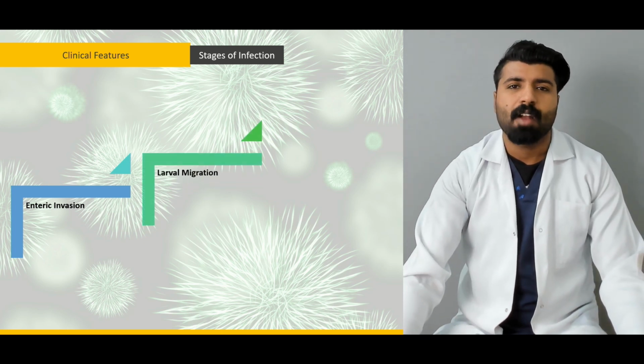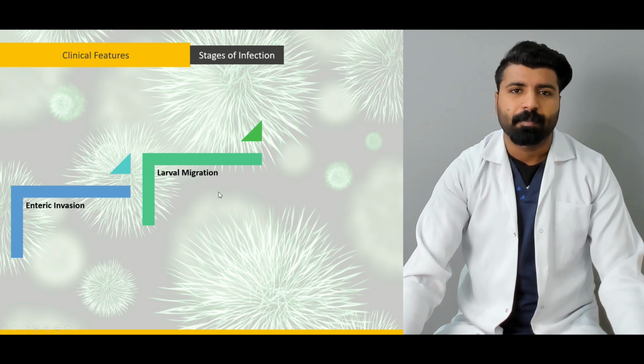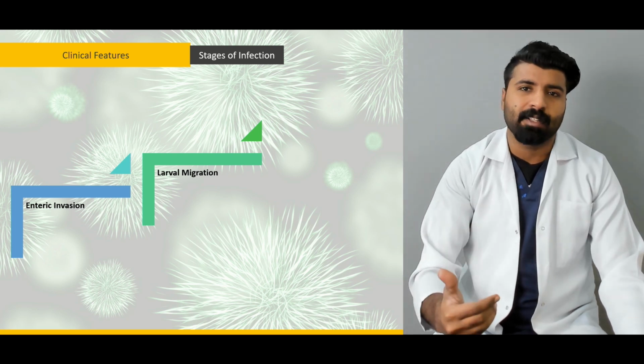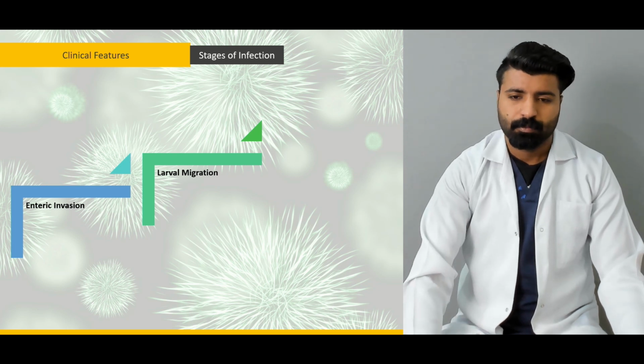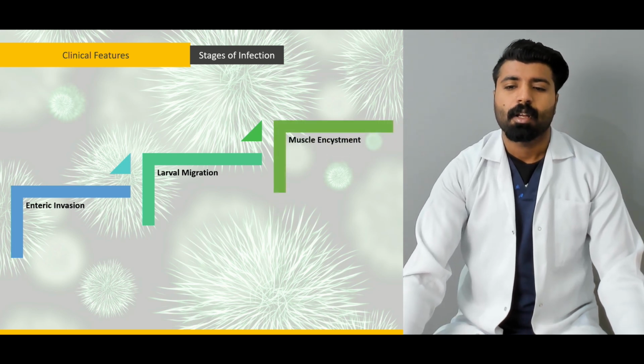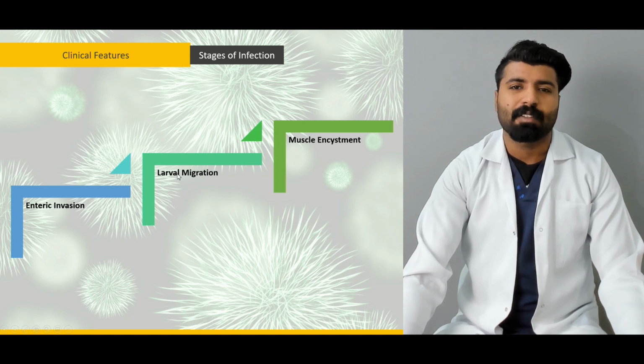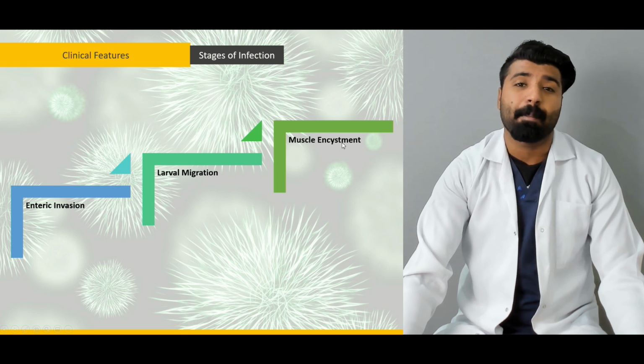Next on, we have larval migration. Now these larvae are going to migrate. Migrate where? They can migrate anywhere, but most probably they're going to migrate into your striated muscles, and they get embedded there like cysts. Next on, muscle encystment will come through. These larvae are going to migrate into muscles and cause cysts there, and they get embedded there. That phenomenon is called muscle encystment.